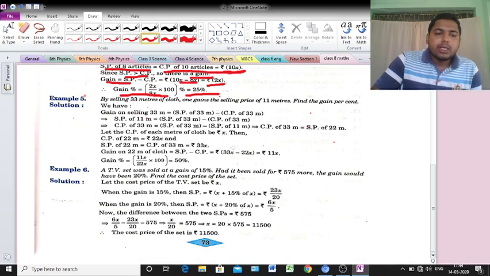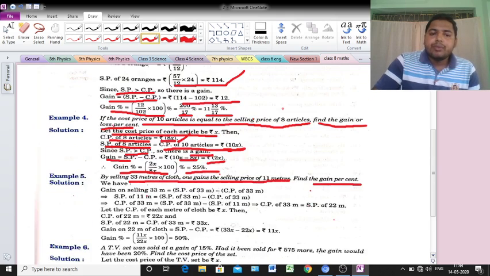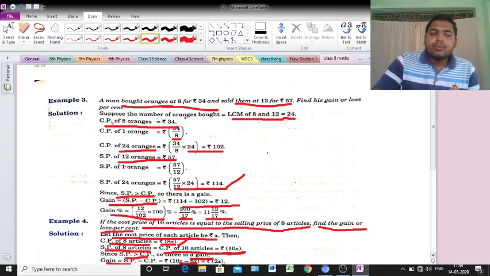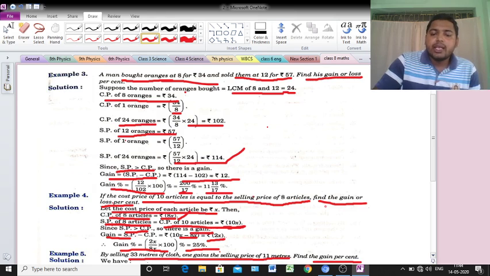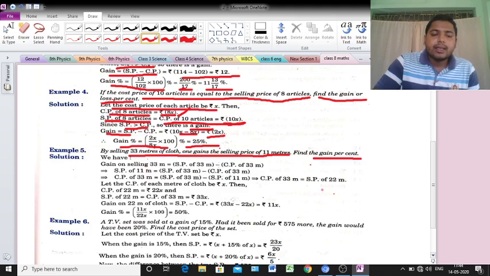Example 5c. This is also an important problem. See, by selling 33 meters of cloth, one gains the selling price of 11 meters. Find the gain percent. Already mentioned here, find the gain percent means gain will come, that is profit will come. In example 3 and example 4, the question said gain percent or loss percent, so we didn't know which one would come, but here it is already mentioned that the gain will come. Clear? We can understand this from the given data.